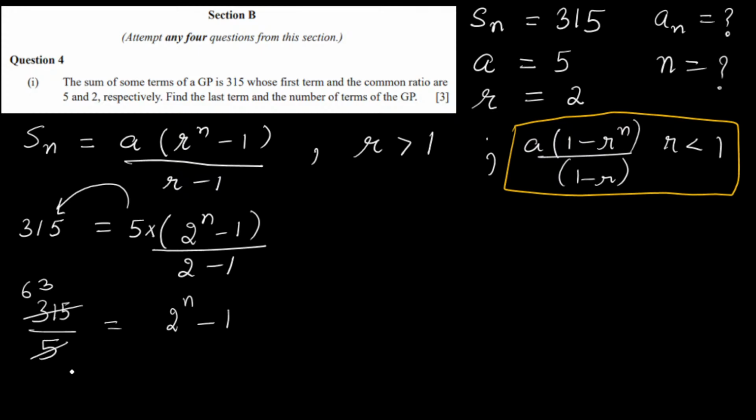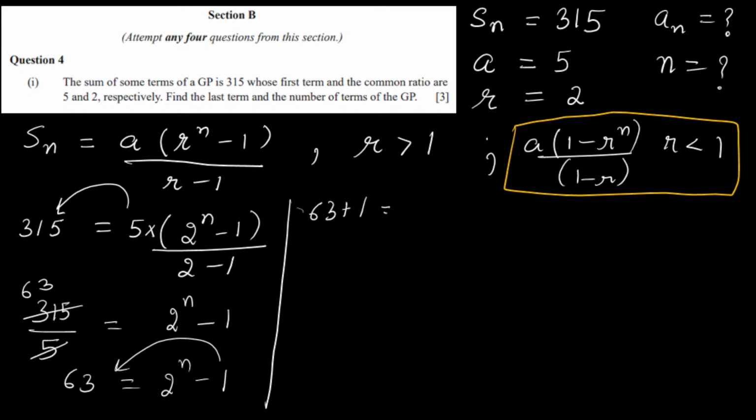So 63 is equal to 2 to the power n minus 1. Now we have to shift the minus 1 to the other side. When we shift it to the other side, it will become plus 1. So 63 plus 1 is equal to 2 to the power n. So 64 is equal to 2 to the power n.